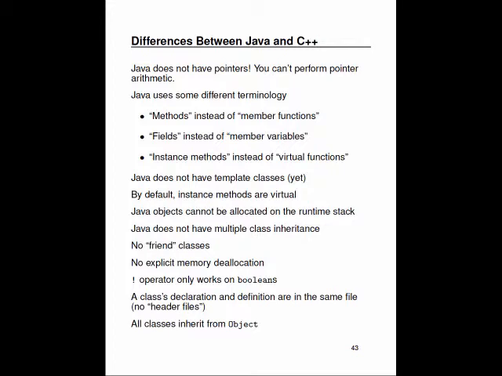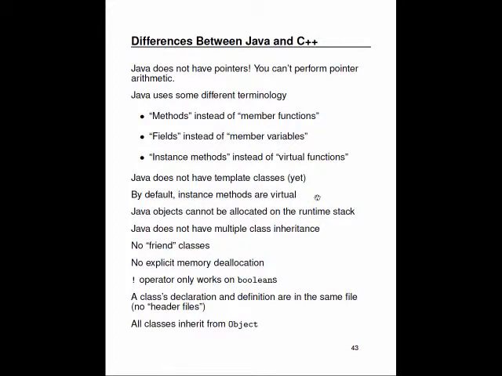For those of you coming from a C++ background, the terminology is a little different. Instead of saying member functions, we say methods. Instead of member variables, we say fields. Instead of virtual functions, we say instance methods. Java does not have template classes. It has something called generics, which are a little bit like templates. Actually, they try to be a lot like templates, and they don't really get there all the way. Anyway, we'll talk more about that in a future lecture.